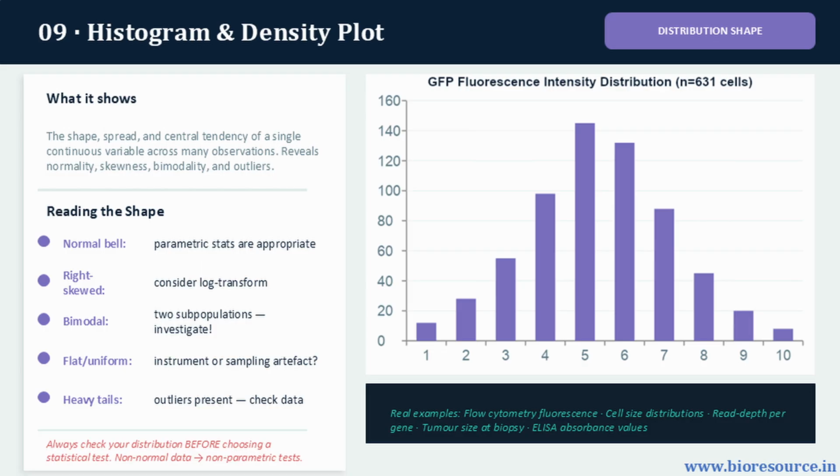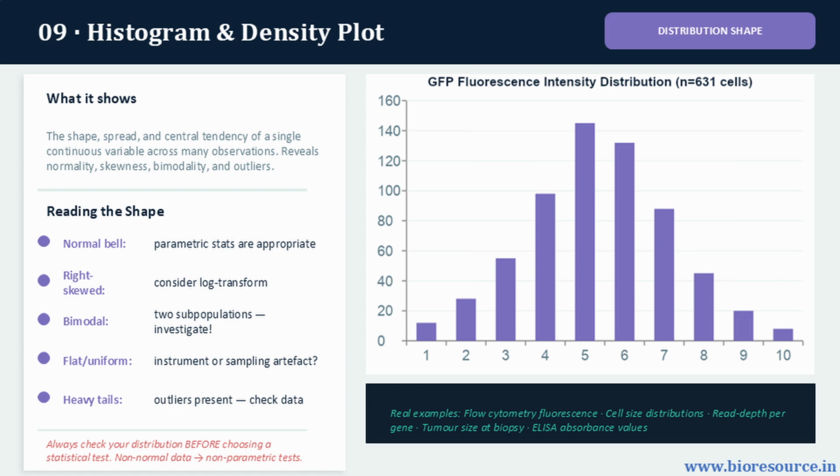Histograms and density plots show the shape of a single continuous variable. Is the data normally distributed? Is it skewed? Are there outliers? Is it bimodal? Are there multiple subpopulations? This is especially useful for flow cytometry, fluorescence, cell size, sequencing read depth, tumor size, and ELISA absorbance.